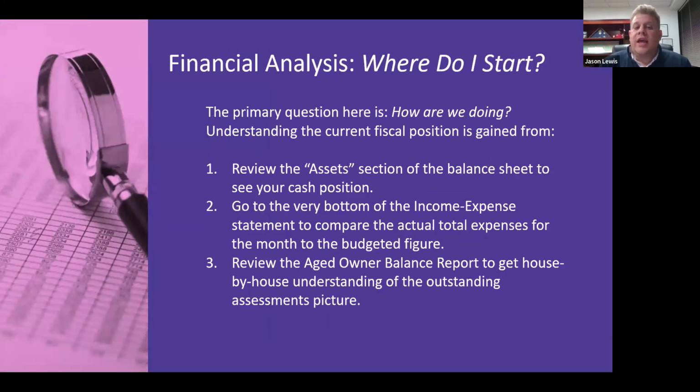You're going to review the aged owner balance report to get a house by house understanding of the outstanding assessment picture. Part of the reason why I blurred out those names with addresses and homeowners is that we wanted to protect those identities. But if you look at yours, you're going to see a house by house breakdown in terms of who are those accounts, what homeowners are we talking about, what is the total amount they owe to the association, and how is that money broken up, so you can identify exactly who has not been paying.